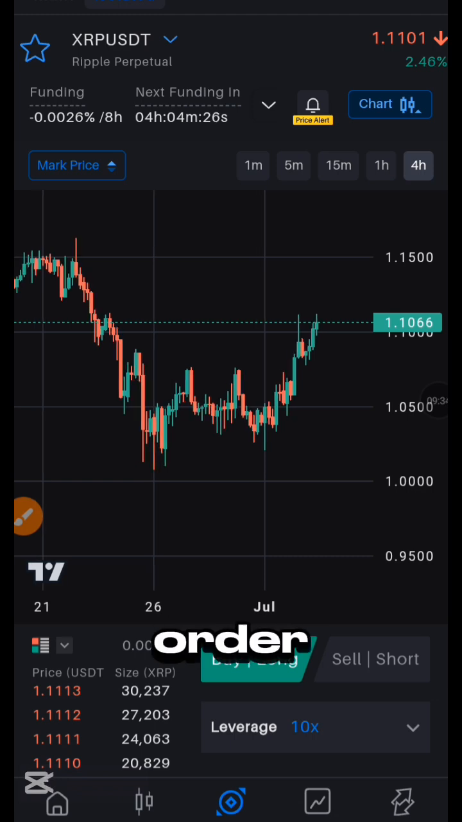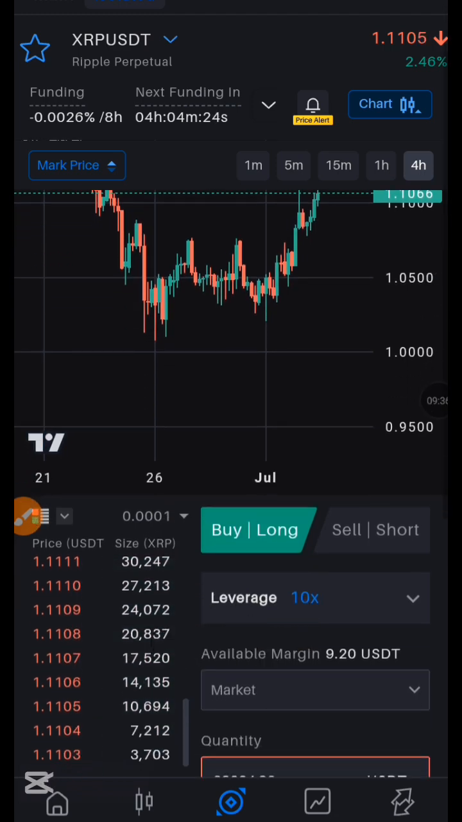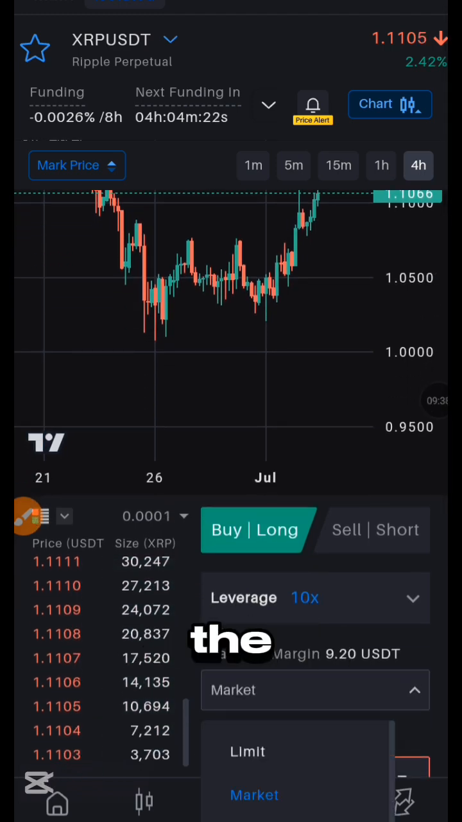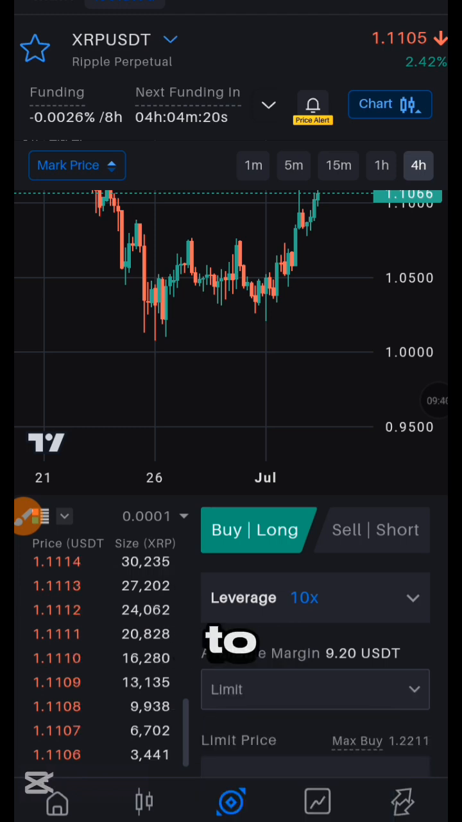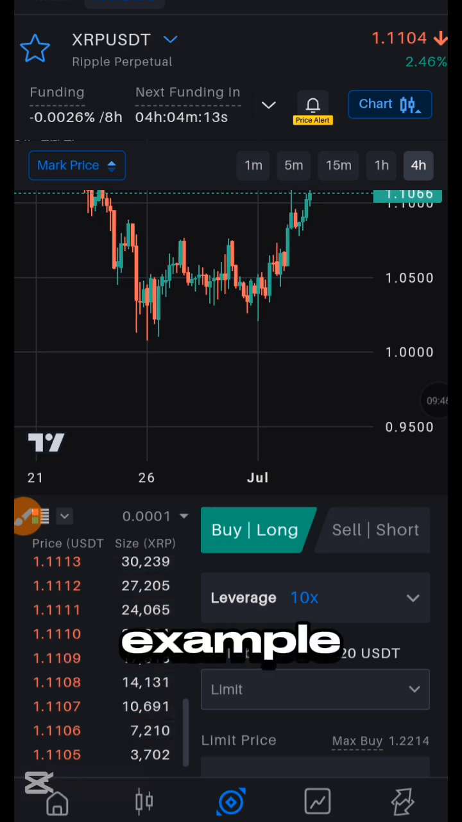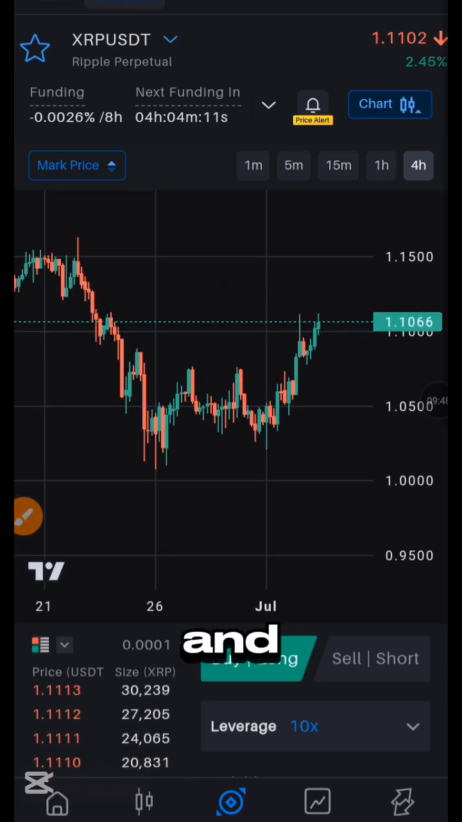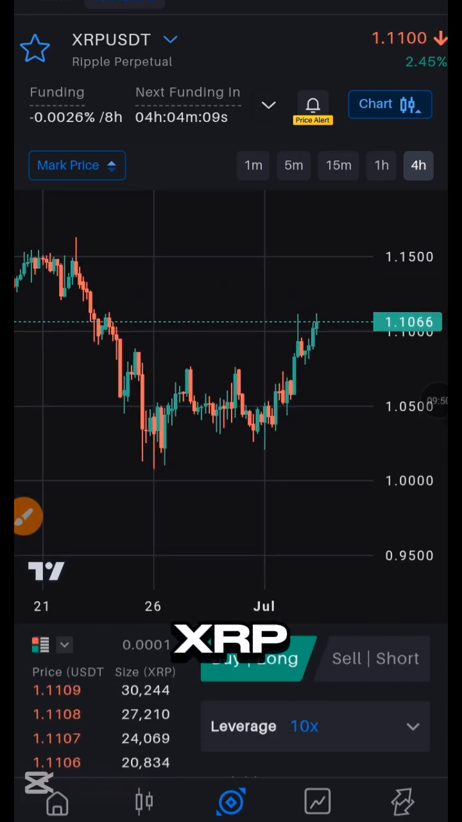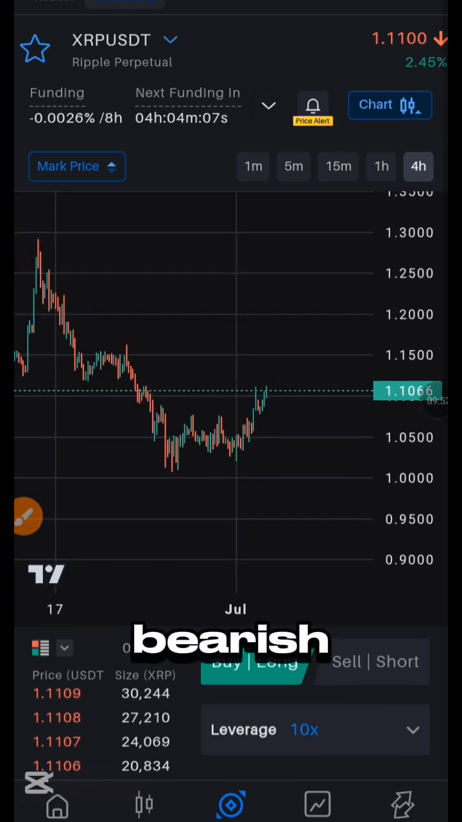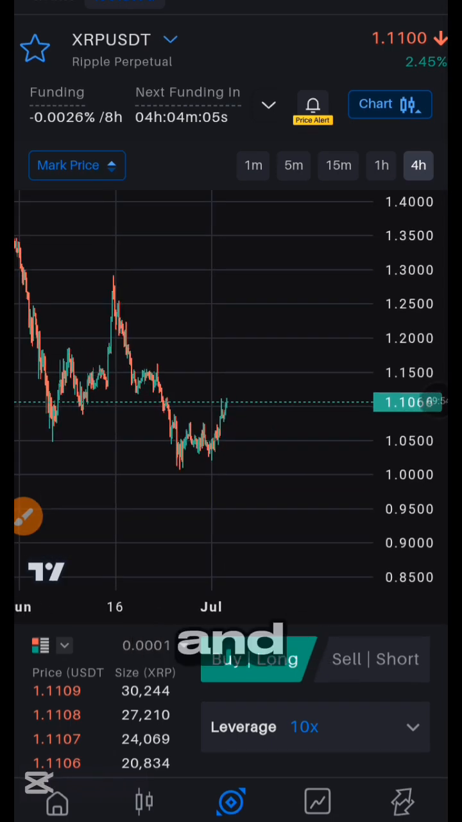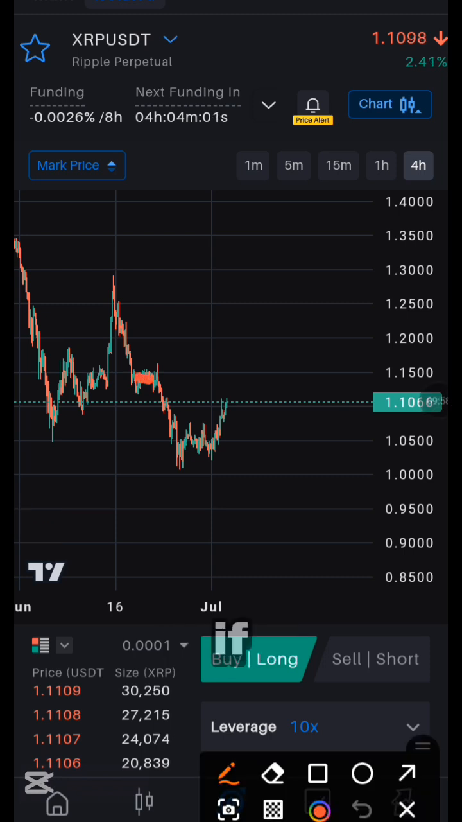Now we have limit order. What is limit order? Limit order is you choosing the exact price you want to trade on. This lets you choose the exact price you want. Let's take for example this is XRP and you decide that XRP is actually bearish, and you say that if price gets to this point right here, it's going to sell.